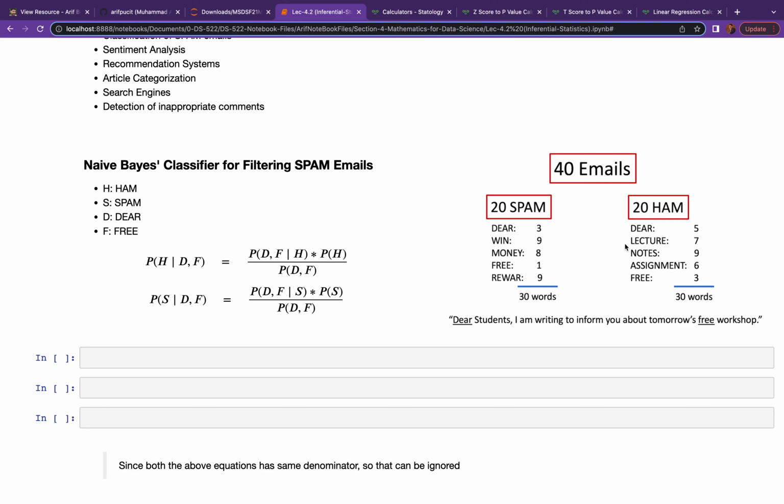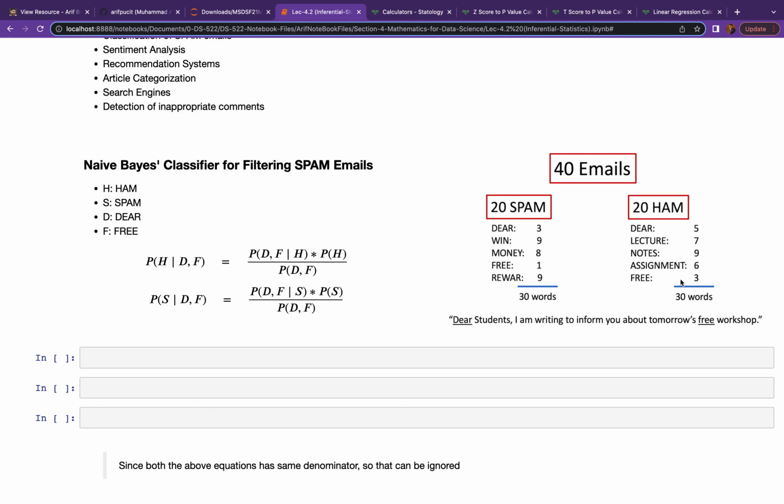And similarly, we have repeated the same process for the ham emails as well. So in these 20 ham emails, the word dear appeared 5 times, lecture 7 times, notes 9 times, assignment 6 times, and so on.